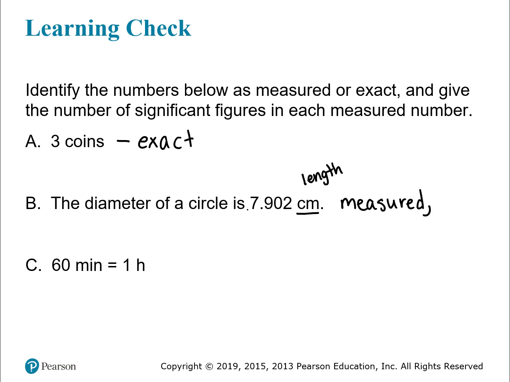All of these digits in this number are significant. It's a decimal number. We have a 7 as the beginning. If that were a 0, then that'd be a little bit different. But 7.902 centimeters has 4 sig figs. And this last one, 60 minutes is equal to 1 hour. That's an equality. So it too is an exact number.